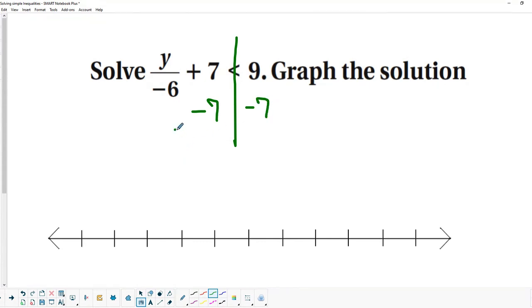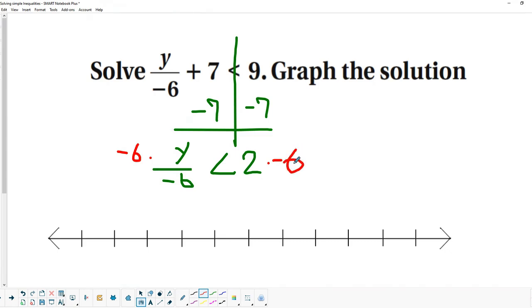And we will end up with y divided by negative 6 is less than 9 minus 7, which is 2. Now this is where we're going to have to multiply by a negative number. So we multiply by negative 6. And we just got through learning in that rule that whenever you multiply or divide an inequality by a negative number, you have to switch the arrow. So we're going to switch it right up front.